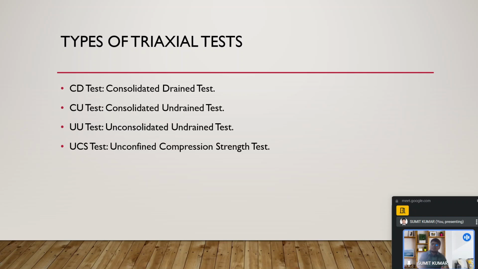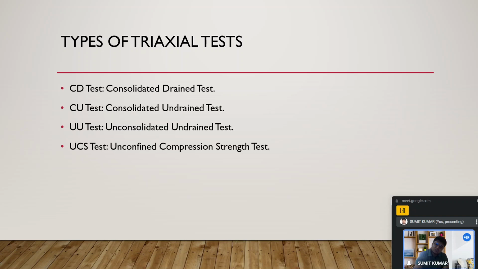First of all, the types of triaxial test. Specifically, these are the UU test, the unconsolidated undrained test; the CU test, the consolidated undrained test; and the CD test, the consolidated drained test. So these are the three tests.